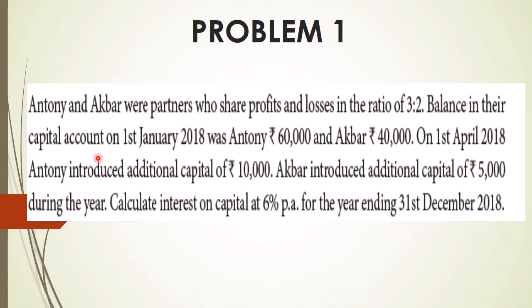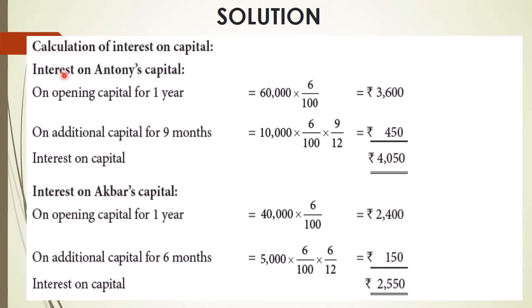So in this problem, capital account on 1st January is given, and Anthony has introduced an additional capital on 1st April, and Akbar has introduced additional capital 5,000 during the year. So specifically the date is not given. Now let's see the solution. Calculation of interest on capital. Interest on Anthony's capital account. So let's see how the interest is calculated for Anthony.